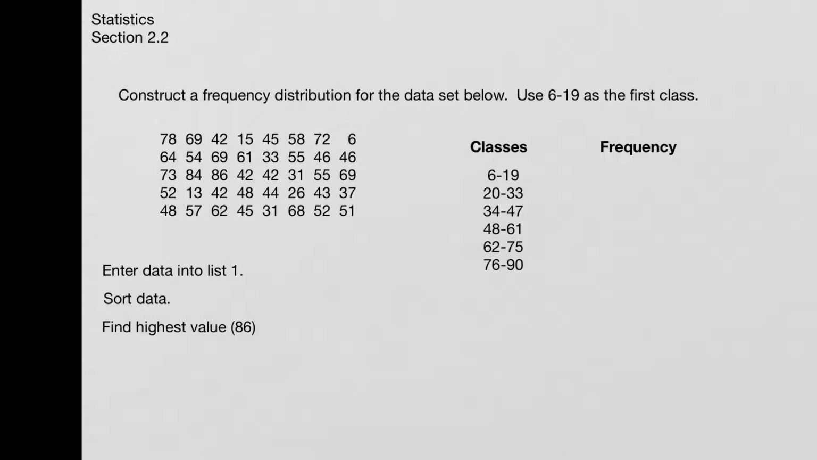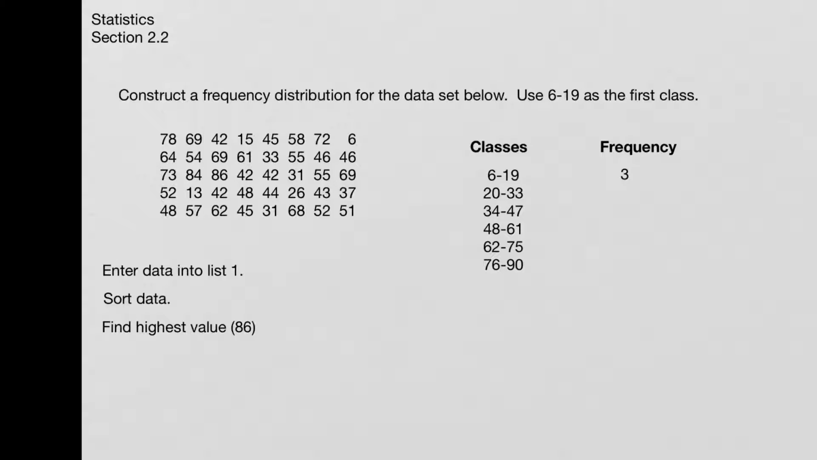All right, so I've got my classes, and now I want to find my frequencies. So I can do that. And what I'll do is I look in the graphing calculator now. So I can count how many values there are in the first class, which is 6 to 19. And we have the 6, the 13, and the 15. So that's 3 values in that group. Now my next group is, let's see, 20 to 33.